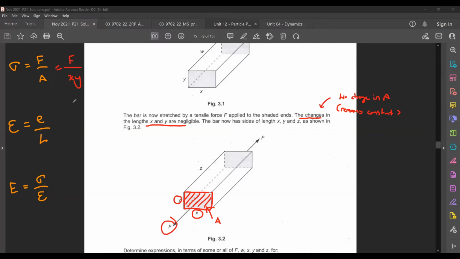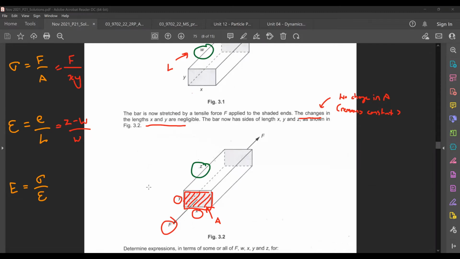Okay, for your strain, epsilon, your extension, if you recall the original length of your beam, it was actually W. Now it is Z. So your change in length is going to be Z minus W over your original length, W. So it's Z minus W over W.